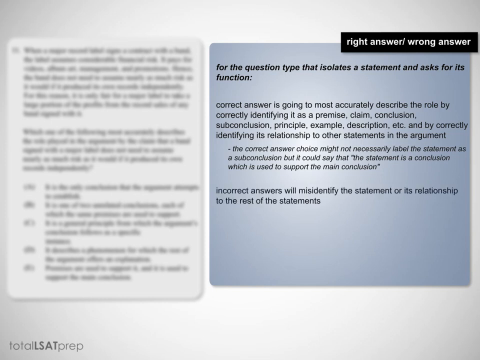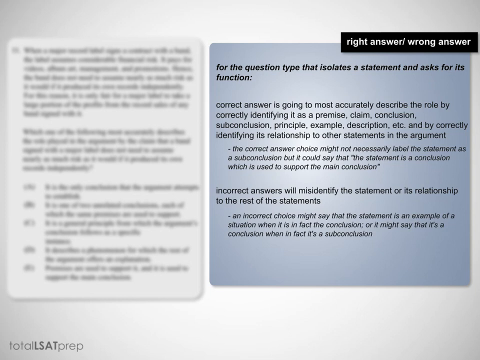And the incorrect answers will misidentify the statement or its relationship to the rest of the statements. An incorrect choice might say that the statement is an example of a situation when it is in fact a conclusion. Or it might say that it's a conclusion when in fact it's a sub-conclusion. The answer choices can be presented in abstract language, or they can use the information from the argument, or it can be some combination of both.